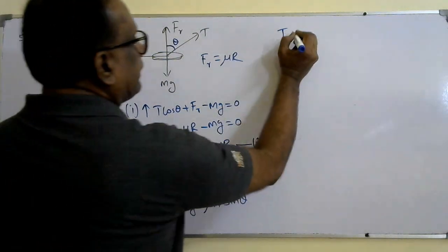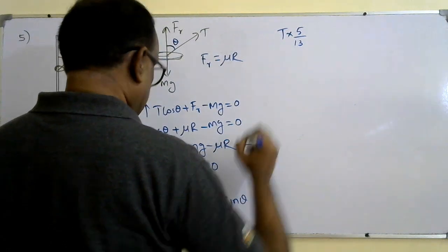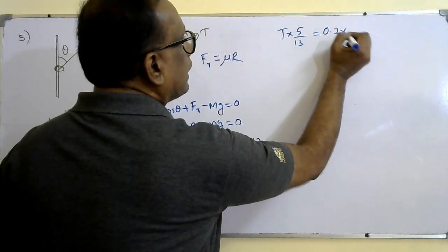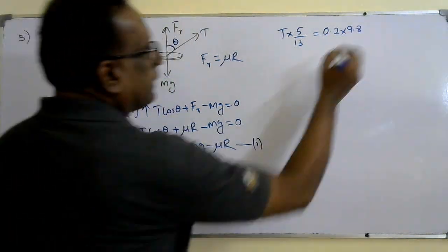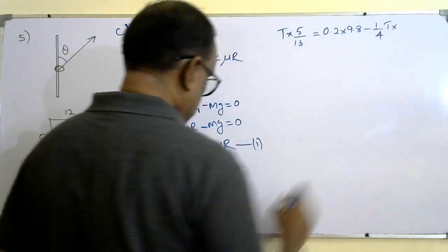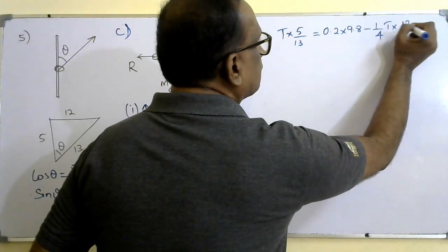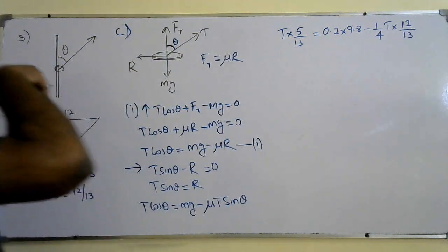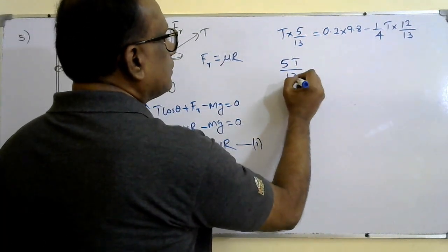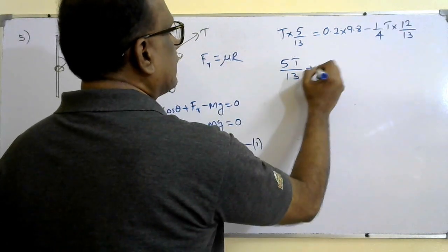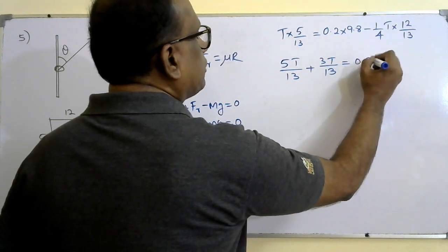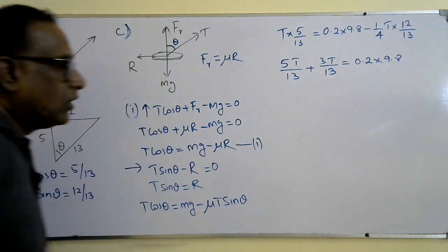T cos theta, that is 5 by 13, equals mass of the ring, which is given as 0.2, into 9.8, minus mu, that is 1/4, times T into sine theta, 12 by 13. Everything we know except T. Solve it, that's not an issue. You will get 5T over 13 plus 3T over 13 equals 0.2 into 9.8.